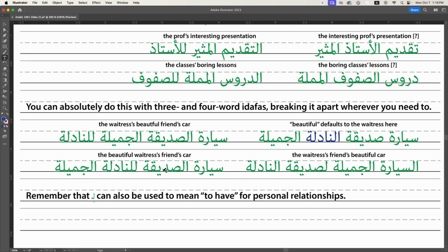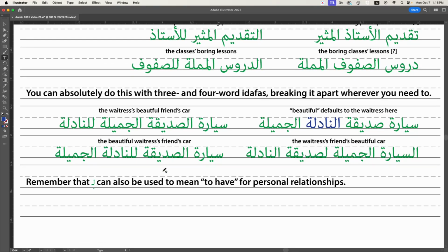And then finally, just as a review, remember that li can also be used to mean to have for personal relationships. So I can say lin-nadila sadiqa, belonging to the waitress, a friend, or the waitress has a friend. We remember that there is no verb for to have in Arabic, in Modern Standard Arabic at least. Before a pronoun, li becomes la for no particularly good reason. So we say laha and not liha. So laha sadiqa, to her or belonging to her a friend, or she has a friend.